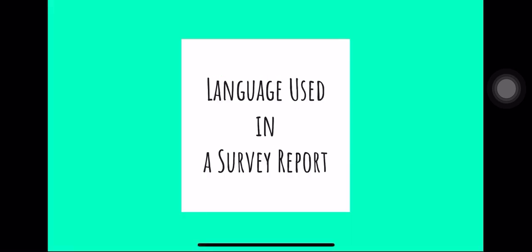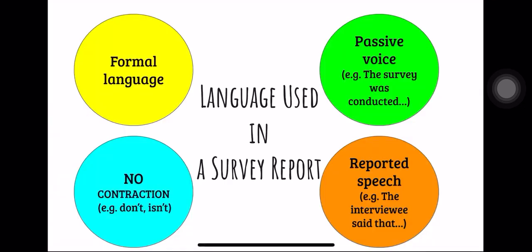Now we'll quickly take a look at the language that should be used in a survey report. Remember, when you write a survey report, always use formal language. Don't use spoken language, okay? Formal written language. Therefore, we don't use contraction. We don't say, oh, I don't like it, it isn't right, okay? Do not use contraction. And then, you can also use passive voice so that it would be more formal, okay, less personal. For example, instead of saying, I conduct the survey, you can say, the survey was conducted, blah, blah, blah.